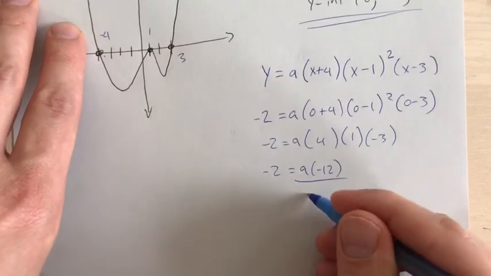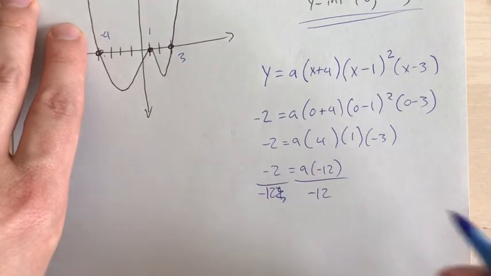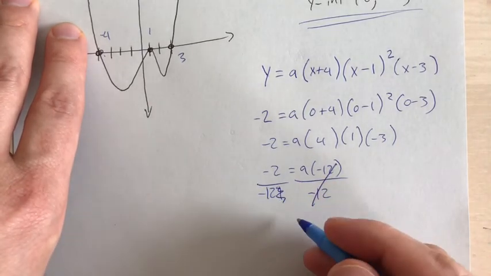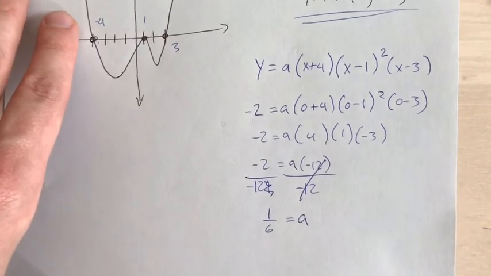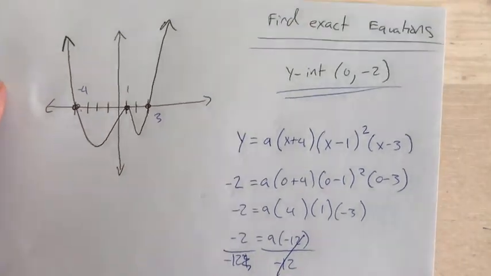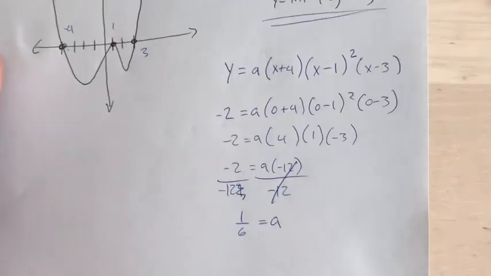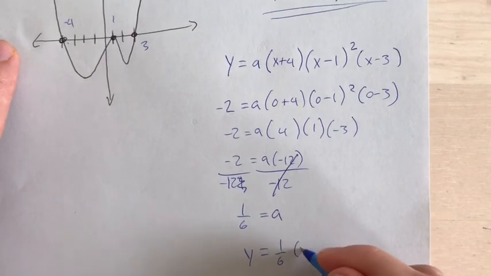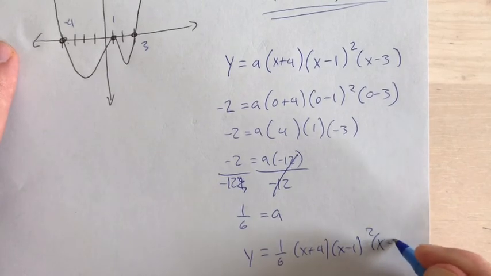And then to get a by itself, I would divide by negative 12, whoopsies, on both sides. So negative 2 divided by negative 12 would be a positive, if I were to reduce it, 1/6, or I can think of that as a decimal answer. And then if I want to find the exact equation, I could rewrite that equation, but this time with that leading coefficient, and then we'd all be good. So 1/6, x plus 4, x minus 1 squared, x minus 3.